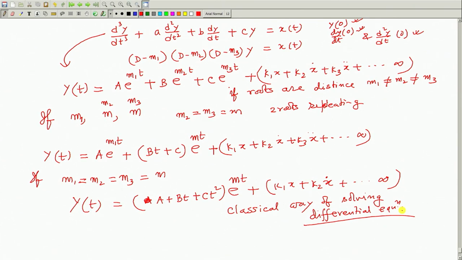Even if the roots are complex, I will write m1 as a plus jb. But the interesting thing is, if one root is complex, there must be another root which will also be complex, the complex conjugate of this. These are all the advantages. We will discuss and solve problems on that.